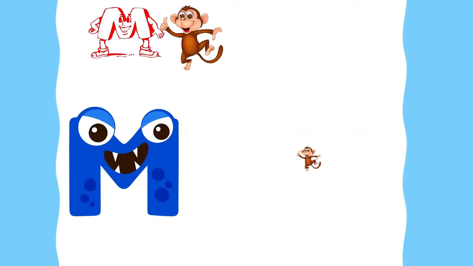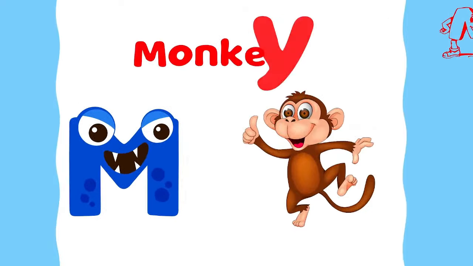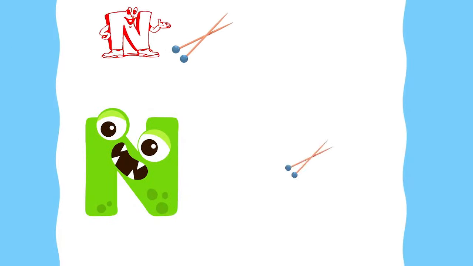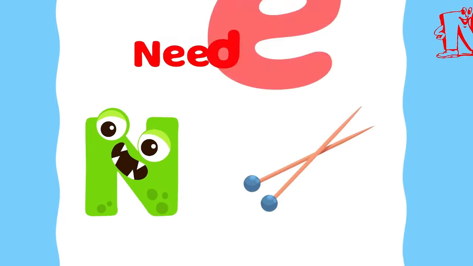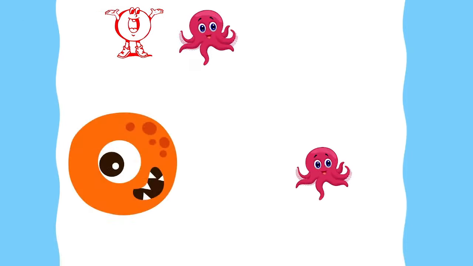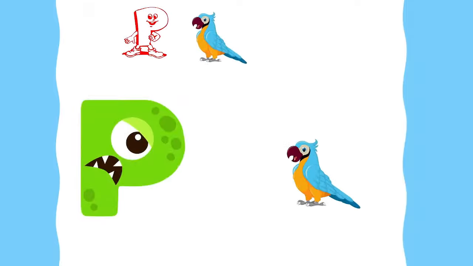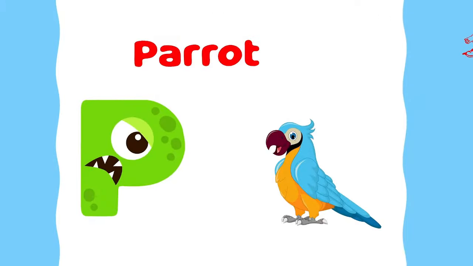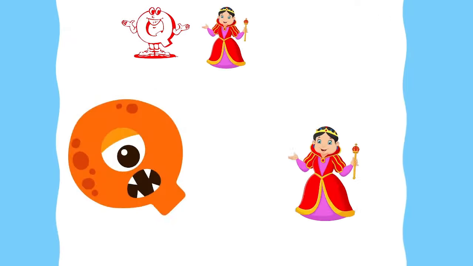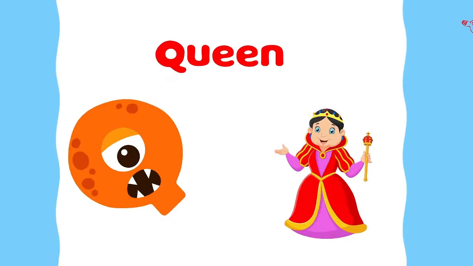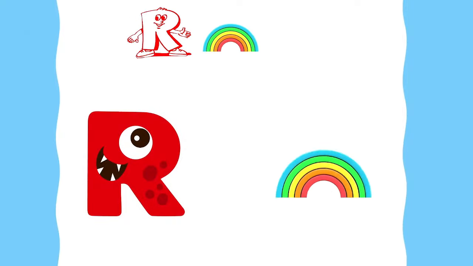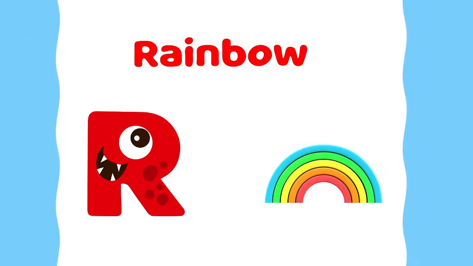M is for monkey, ma monkey. N is for needle, na needle. O is for octopus, o octopus. P is for parrot, pa parrot. Q is for queen, queen. R is for rainbow, ra rainbow.